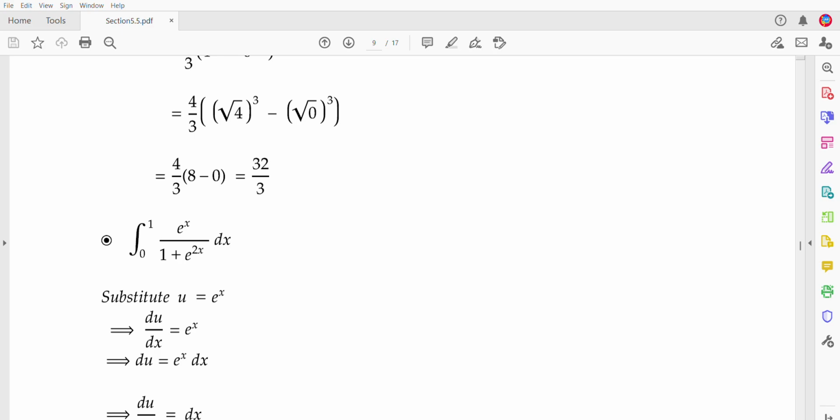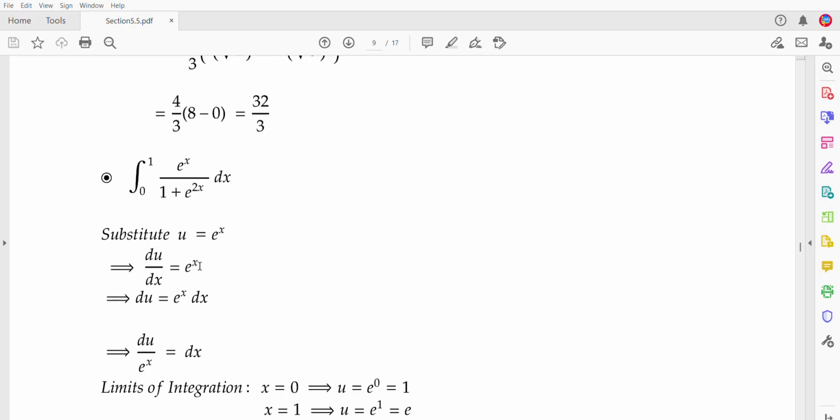Welcome back. Definite integral 0 to 1 e to the x over 1 plus e to the 2x. Now this is a bit tricky. It takes some looking at it for some time to recognize. Let u equals e to the x. Then derivative of u is also e to the x.